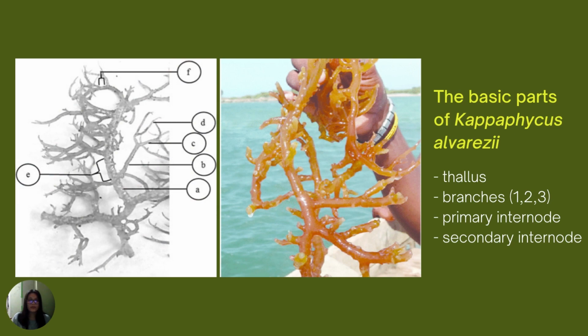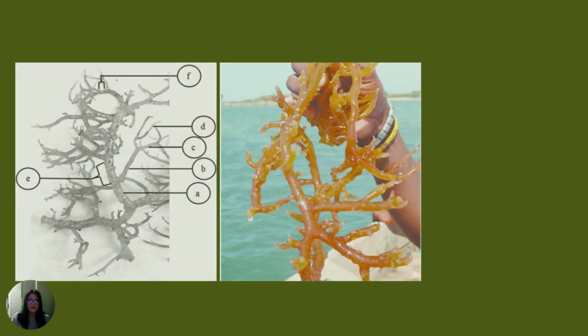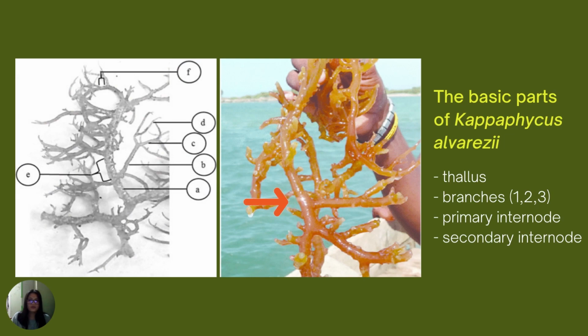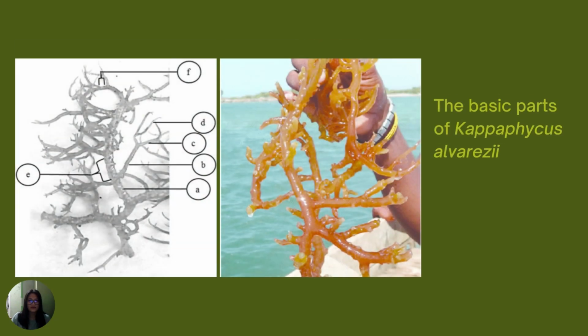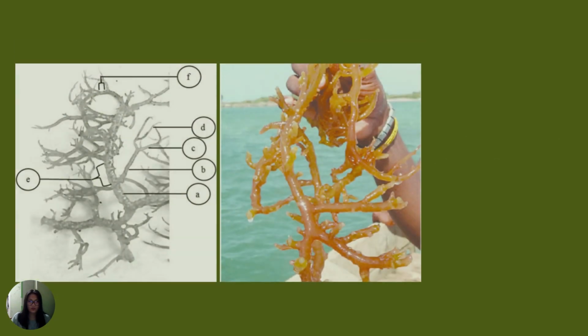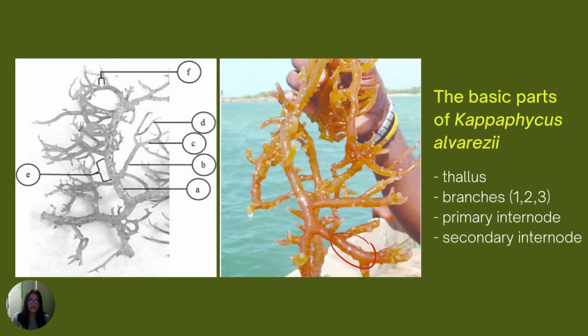Here we can see the four basic parts of the species Kappaphycus alvarezii, namely the main thallus, the branches, the primary and secondary internode. Letter A here corresponds to the main thallus. B, C, and D are the branches, B the first branch, C second branch, and D third branch. E is the primary internode, which is located at the main thallus, while the secondary internode letter F is the internode found in the branches. So in the actual photo, this is the main thallus, the branches, the primary internode, and the secondary internode.